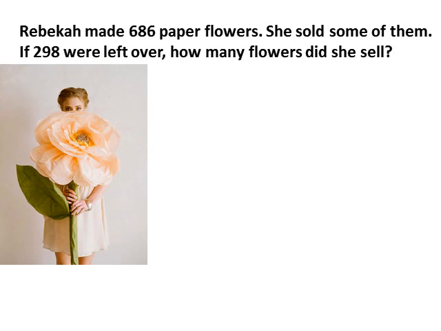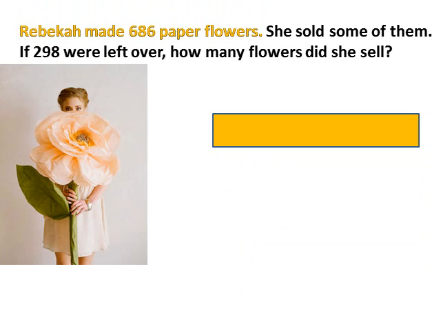Okay, so for this problem, the first part is Rebecca made 686 paper flowers. Okay, so that is important. So let this yellow box represent the 686 paper flowers, and let's label that with 686. And then the next important information would be she sold some of them. So we know that she made 686 paper flowers and she sold some of them.